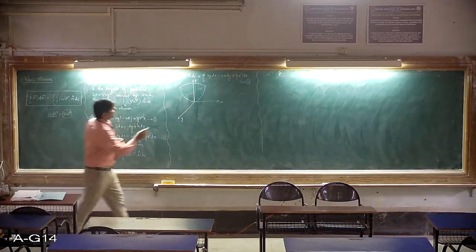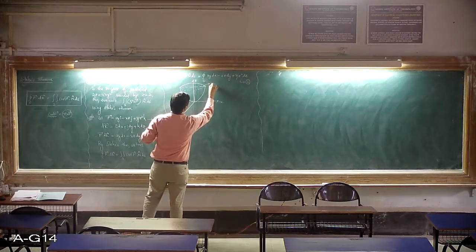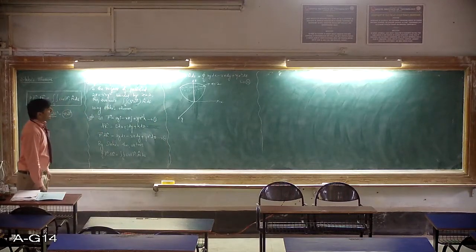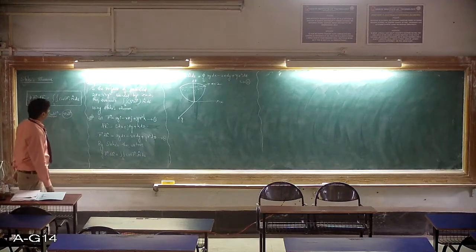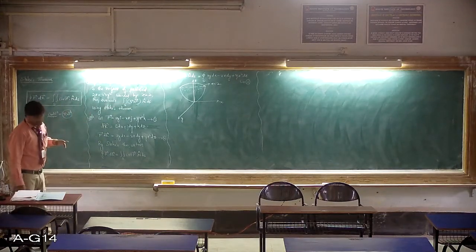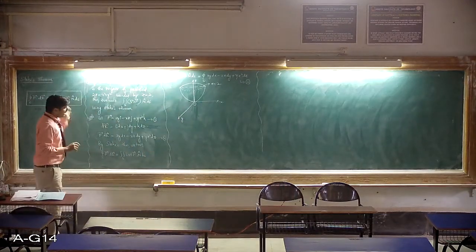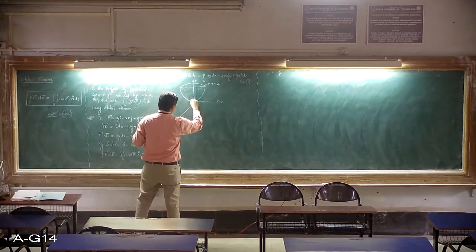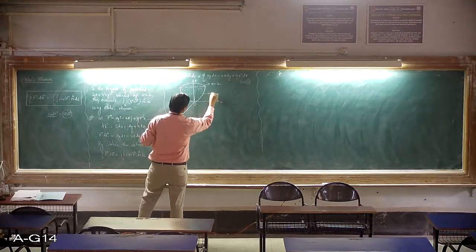Bounded by z is equal to 2. So this is z is equal to 2. Z is equal to 2 means there is a plane which is parallel to the xy plane. So now this is your paraboloid, and here we can call the origin O. So this is a surface, an open surface, it is not a closed surface. One can very easily understand.